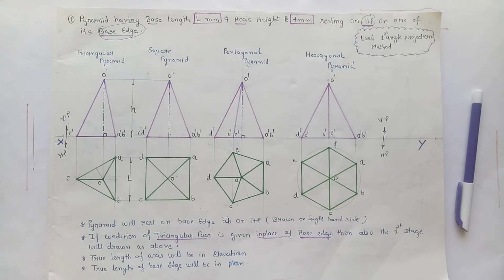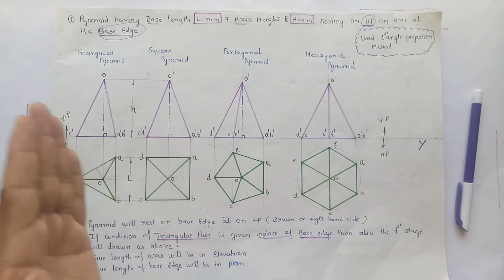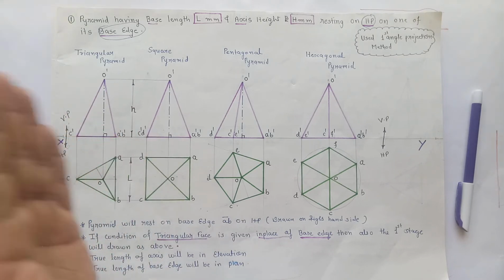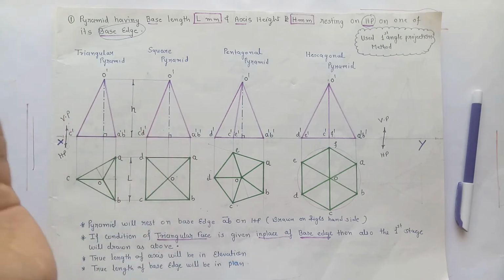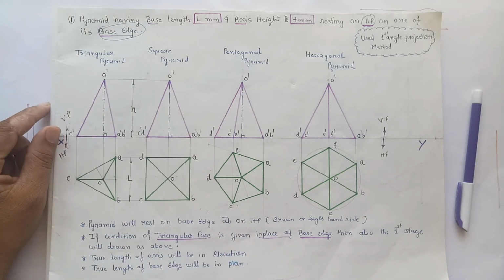In the given procedure of the first stage, I have discussed that we have to take the base edge or base corner on the right hand side of the drawing. If it is resting on base edge, we have to take the base edge on the right hand side of the drawing, and if it is resting on corner, we have to take the base corner on the right hand side of the drawing.